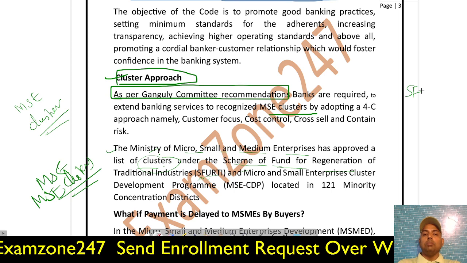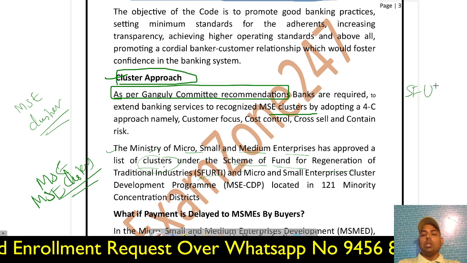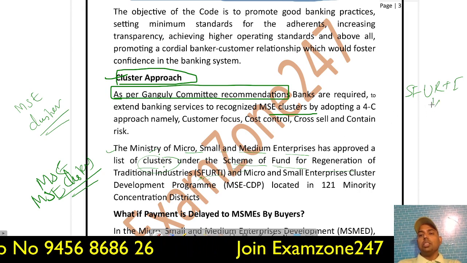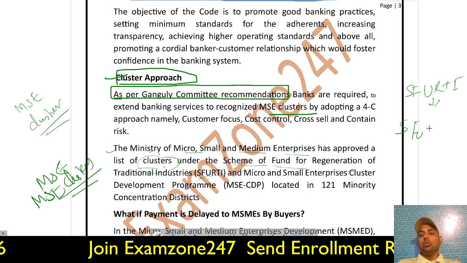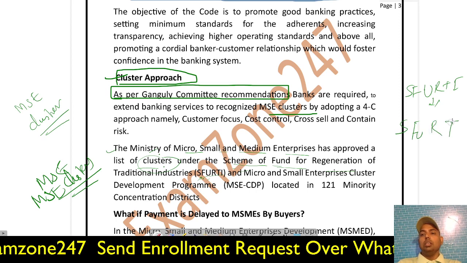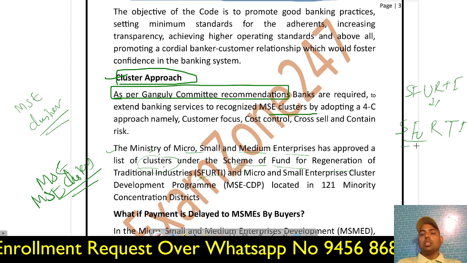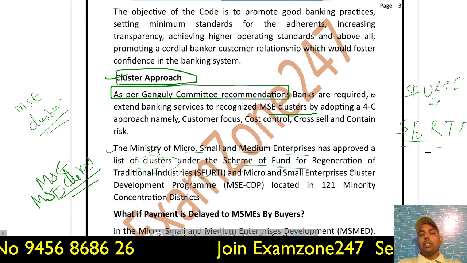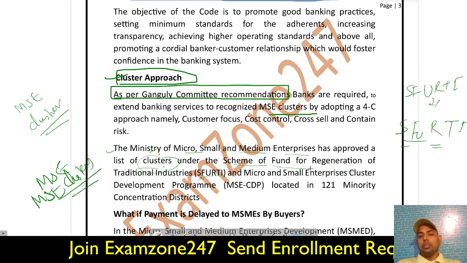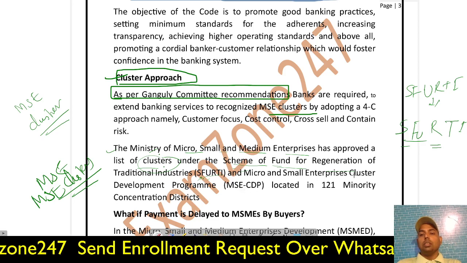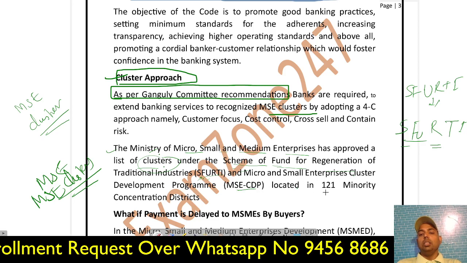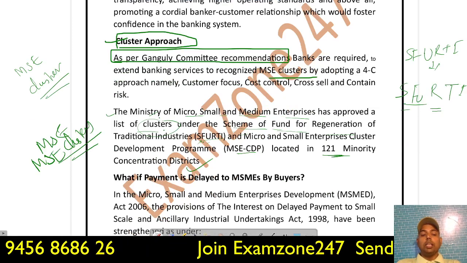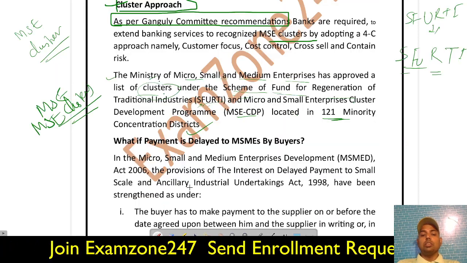What do you mean by U in SFURTI? It may be asked. Actually, it is SFURTI: Scheme of Fund for Regeneration of Traditional Industries, under the cluster development program in 121 minority concentration districts. There are 121 minority concentration districts where it is used.